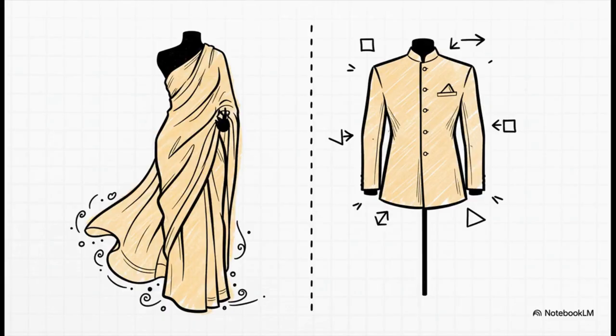Then you've got fashion, where clothes are basically creating forms around the human body. Think about a draped sari. It creates these beautiful, flowing, organic forms that change with every single movement. It's all about grace. But then you look at a structured bandhgala jacket. That creates a sharp, geometric silhouette that communicates formality and strength. Two totally different forms, two totally different feelings.